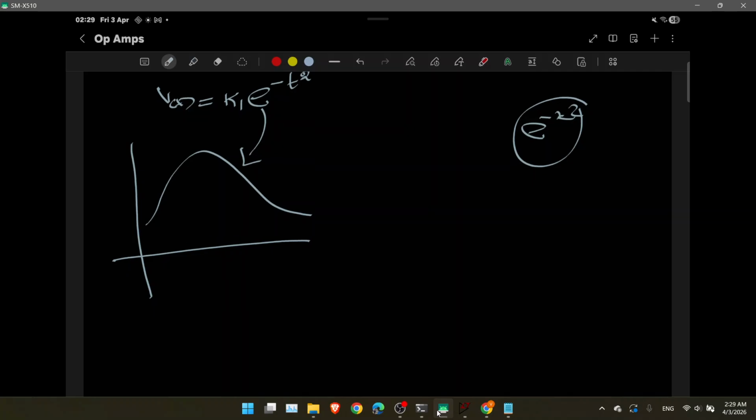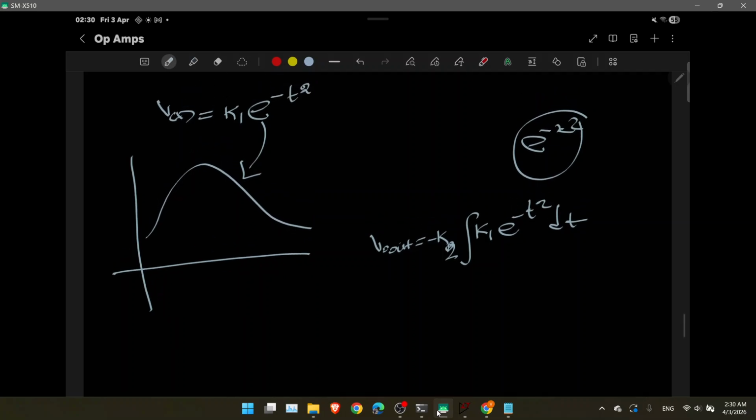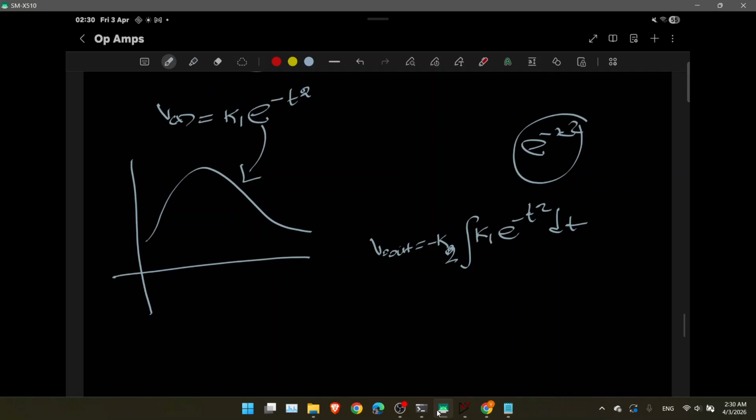As we expected, the output should be some constant, with a minus sign, times the integration of e to the minus t squared dt. e to the minus t is really easy to integrate, but when it comes to e to the minus t squared, it cannot be expressed in a single algebraic form or as a logarithm, sine or cosine.